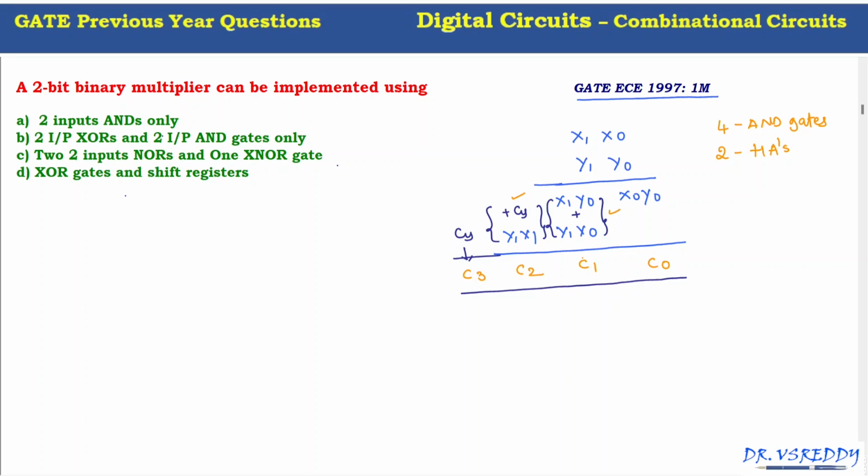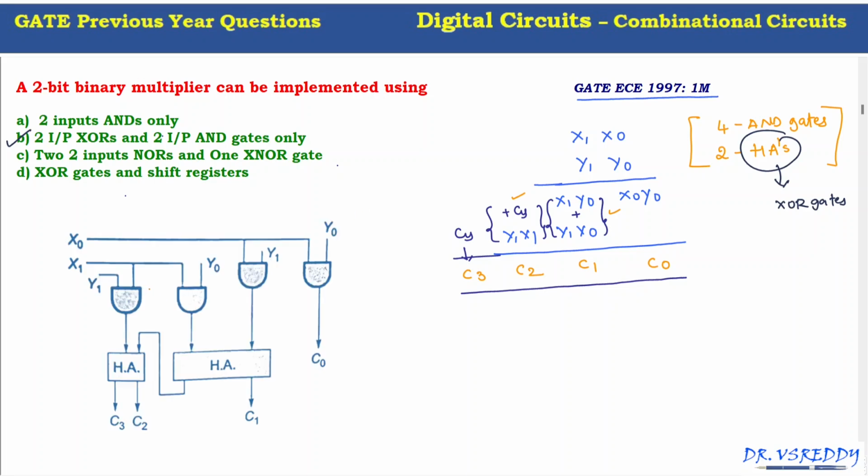To implement this 2-bit binary multiplier, we require 4 two-input AND gates and 2 half adders. The half adder is nothing but an XOR gate and an AND gate. So the appropriate answer is option B, 2-input XOR and 2-input AND gates only. The 2 half adders contain XOR gates. So option B is the correct option.